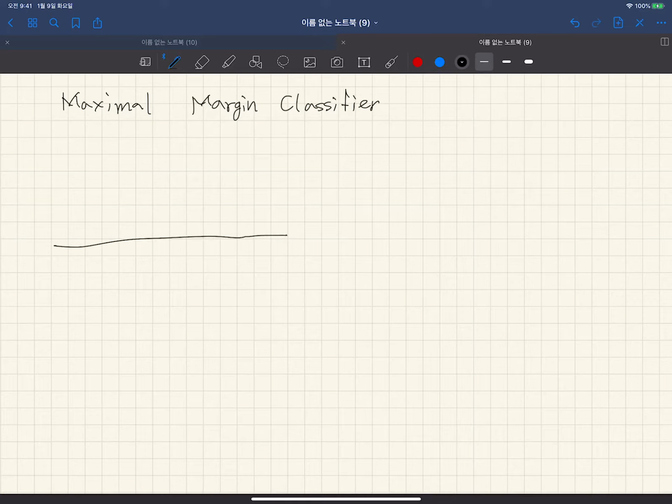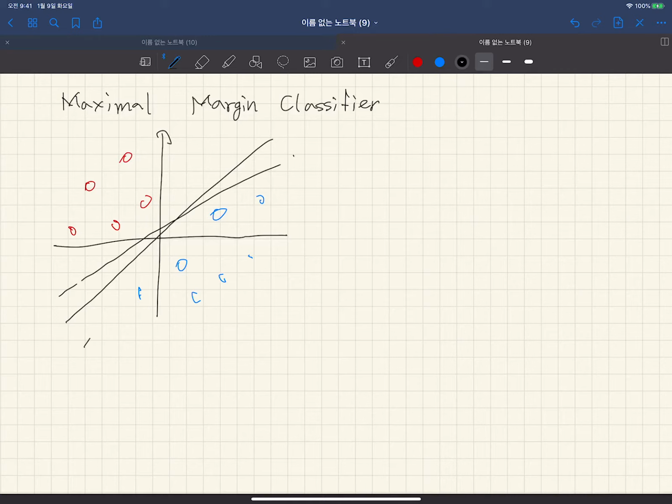So let's consider this very simple classification task. We have red points and blue points, and we want to find a linear decision boundary like this that can discriminate the blue points and red points. Actually here, because the data points are very well separated, there are a bunch of different linear functions that can separate blue and red points, and it is hard to say which line is the best.